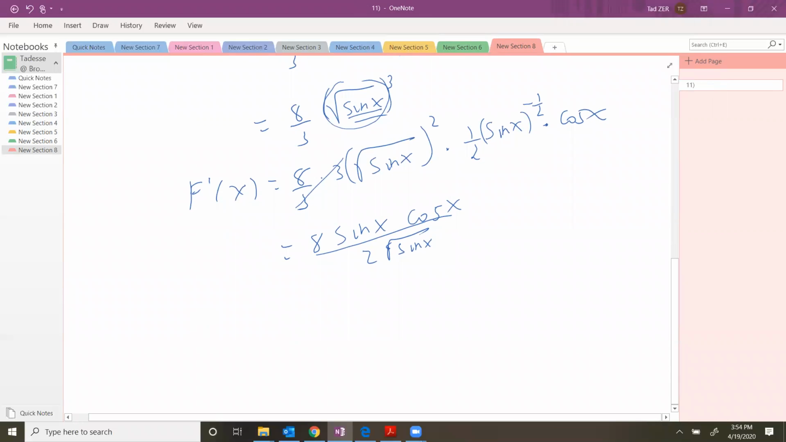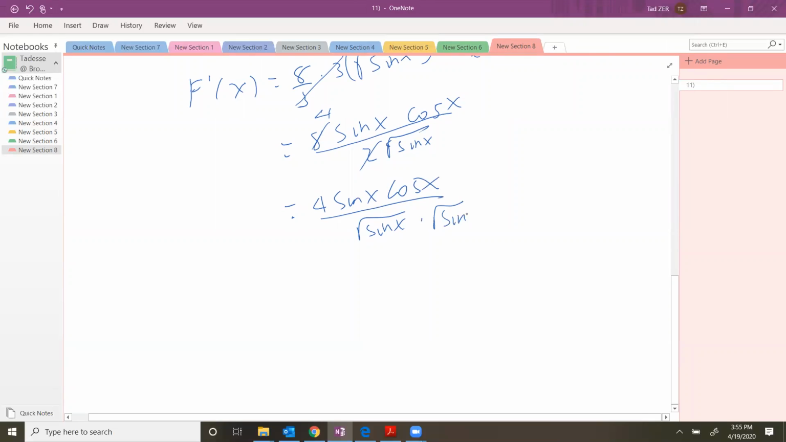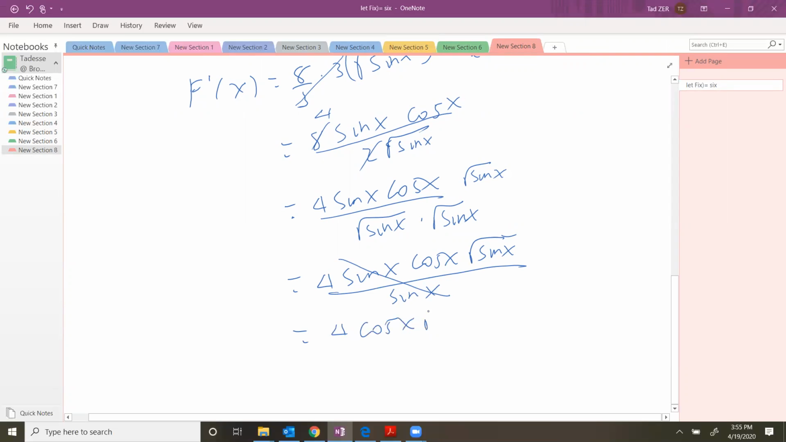Now, it's up to you. If you want to simplify, 8 over 2 is 4. So I have 4 sine x cos x divided by radical sine x. Again, I have sine x and radical sine x here. You can multiply by radical sine x, which is what we call rationalizing. This gives you 4 sine x cos x radical sine x divided by sine x. So the sine x cancels out, and that should be the answer: 4 cos x radical sine x. That is the first technique.